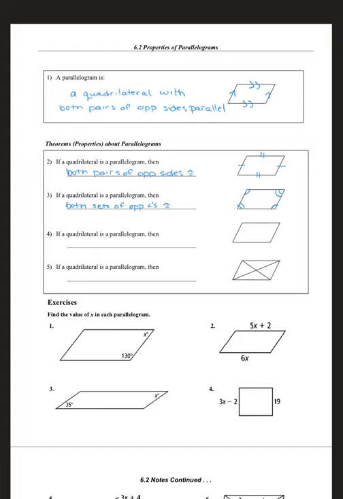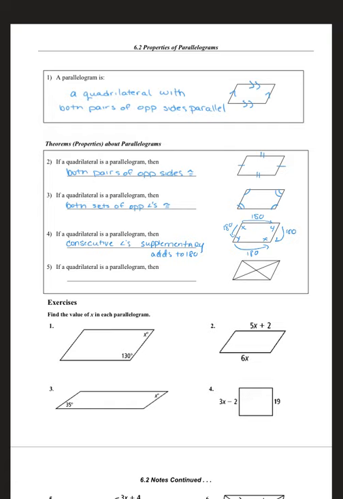The fourth property says that if a quadrilateral is a parallelogram, then consecutive angles are supplementary. What do we mean by that? Consecutive means right next to, and supplementary we know means adds to 180. So these two angles would add to 180, and these two angles would add to 180, and then these two, and then across the bottom would add up to 180. Every angle next to each other adds up to 180.